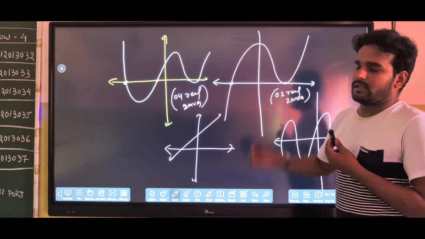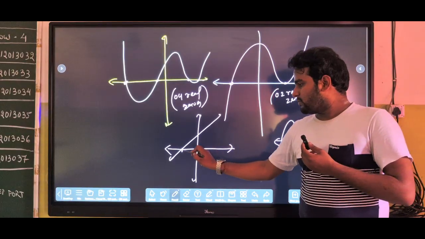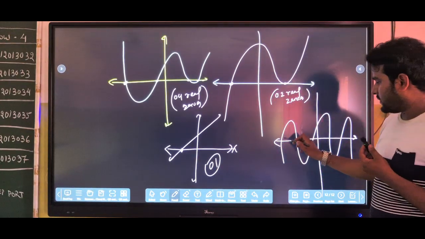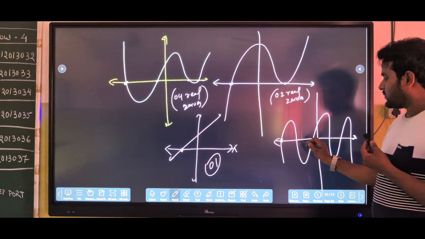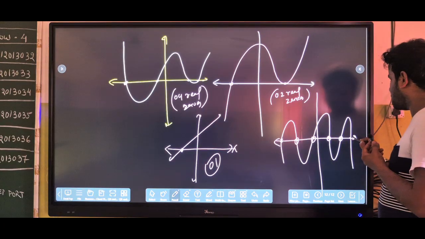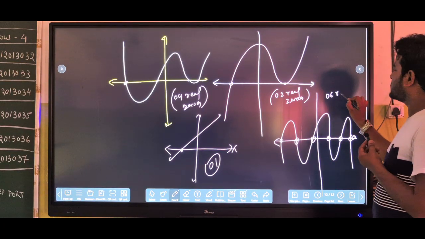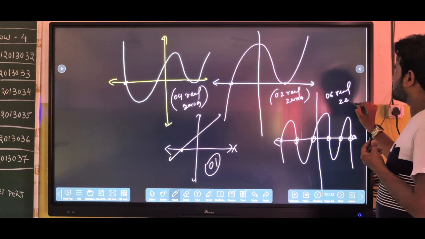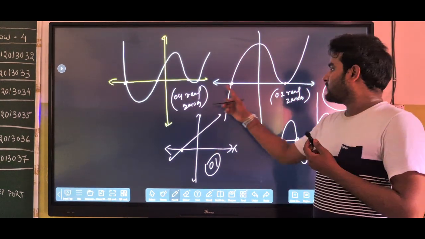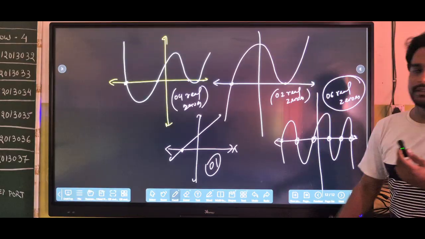I will explain it again. How many points of intersection? 1. X-axis only. That is 1 real zero. Here 1, 2, 3, 4, 5, 6. 6 real zeros. Clear? 6 real zeros. 4, 2, 1, 6.